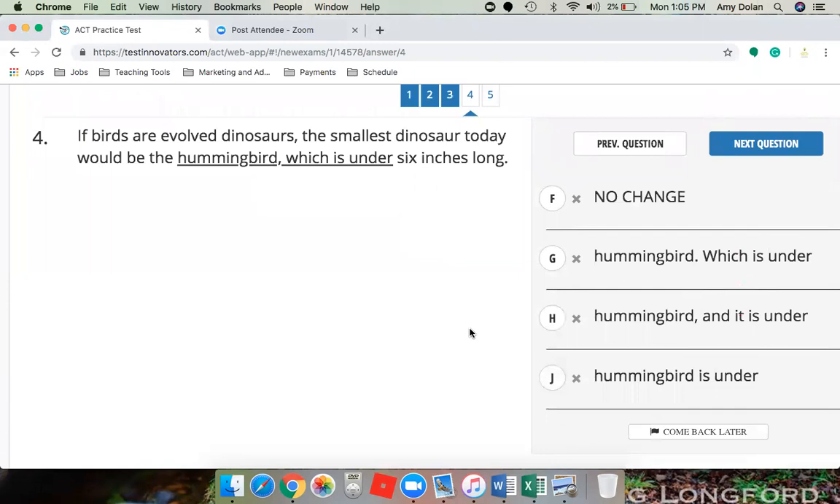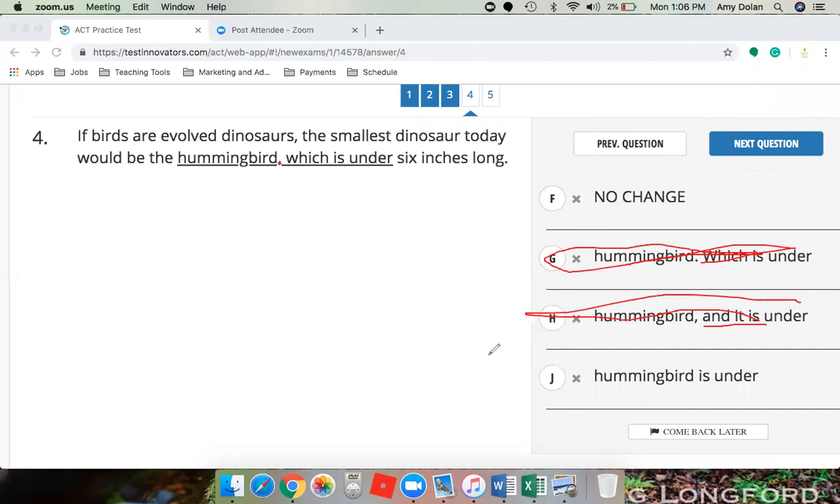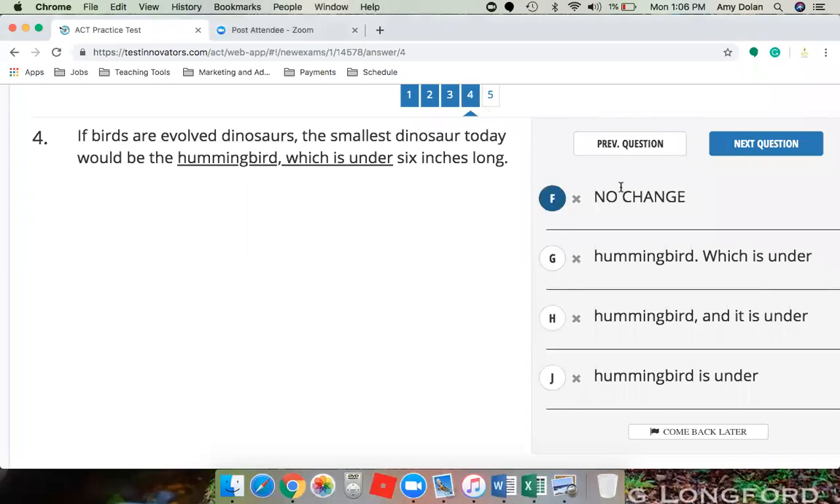All right, the next one. If the birds are evolved dinosaurs, the smallest dinosaur today would be the hummingbird, which is under 6 inches long. That sounds pretty right, but we'll check the answer choices. If we put a period here and did which is under 6 inches long, that could not stand alone. The and it seems awkward, with extra info that's not necessary. And then do we need punctuation? If the birds are evolved dinosaurs, the smallest dinosaur today would be the hummingbird is under 6 inches long. Yeah, you would need punctuation there, a pause. So this one would make sense, the no change: the hummingbird, comma, which is under 6 inches long. So that's a no change.